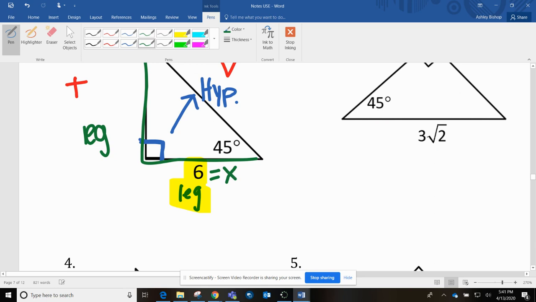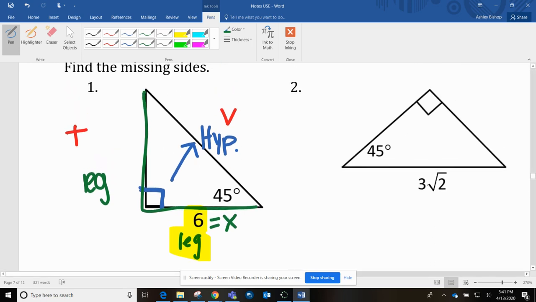So did I just solve what X is equal to? Yes, X is equal to 6. So then if this leg is equal to 6, then what is this leg going to be equal to? Well, it's going to be equal to the 6 because both of these sides are the same. Both of your legs are the same. So we solved for that.